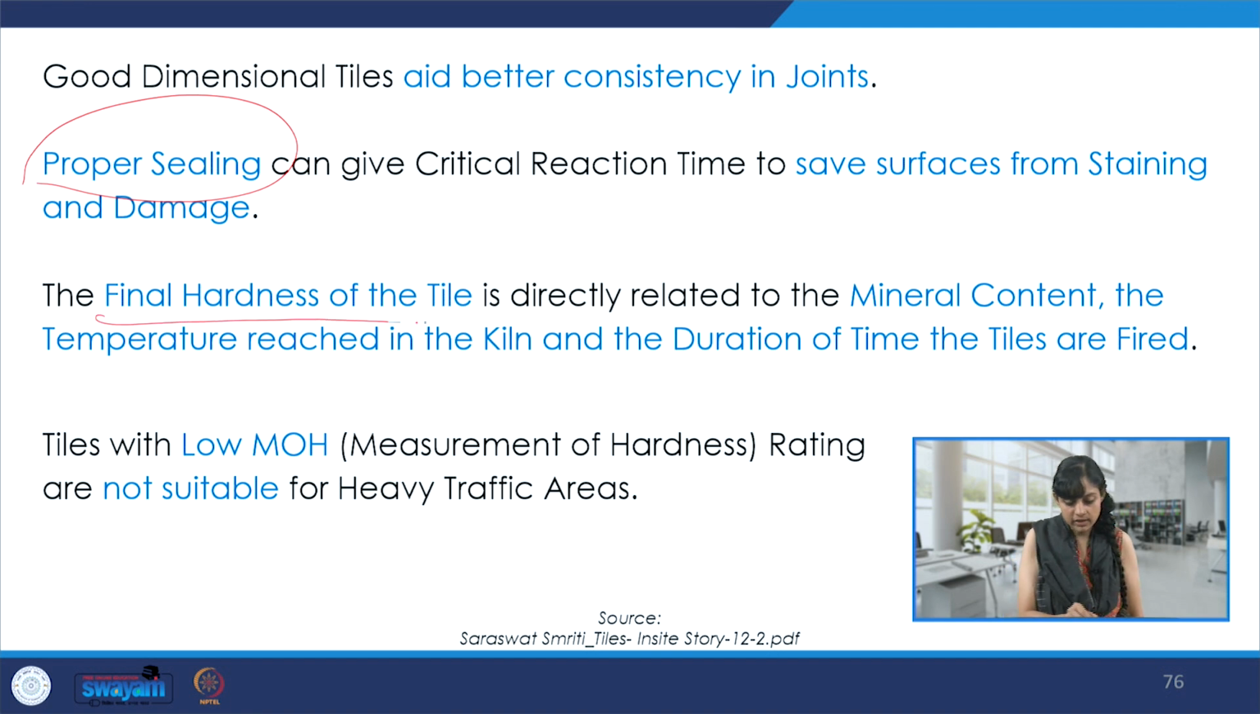The final hardness of the tile is directly related to the mineral content, the temperature reached within the kiln where they are fired, and the duration of time the tiles are fired. So these are all very important aspects, and manufacturers have to keep this in mind.